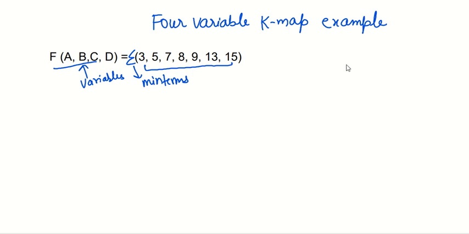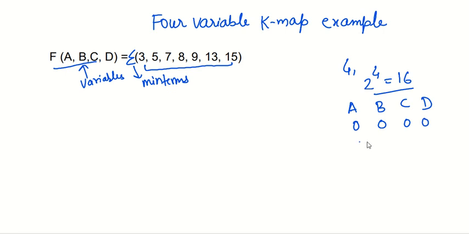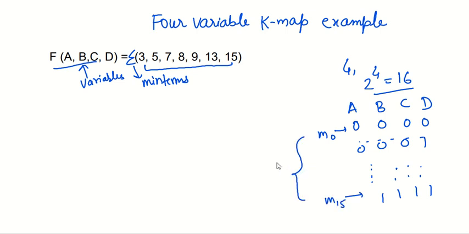Now first, the number of variables is 4. So the total number of required squares will be 2 power 4, which is 16. This is similar to the number of different combinations that can be made using 4 variables. Suppose we are using 4 different variables a, b, c, d. The numbers can start from all 0, then 0, 0, 0, 1, up to 1, 1, 1, 1. So the first number is your minterm m0 and the last number is minterm m15. So there are a total of 16 minterms. The same values are here because in K-map we are representing each minterm value.